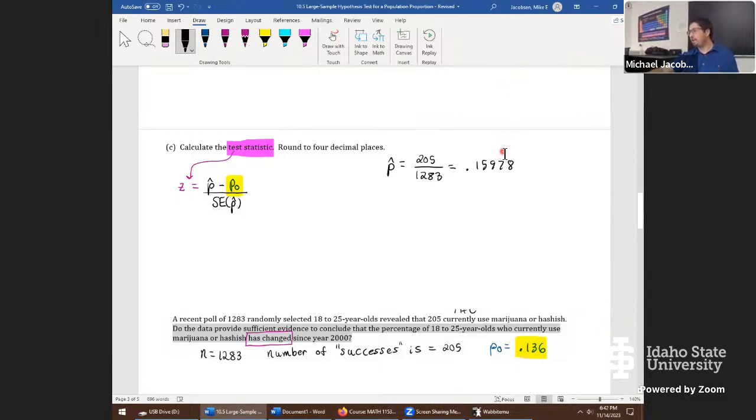If you kept just 4 places rounded to 0.1598, that's always going to be totally fine on a quiz or exam situation. Only reason I'm keeping 5 places is WebAssign can be a little bit nasty sometimes with rounding. A little bit of extra precision on your intermediate computations is never a bad idea. Then once we have that, we can now say Z is equal to, at the moment, put in the P hat value, 0.15978. And we can even put in P naught. P naught was the 0.136.